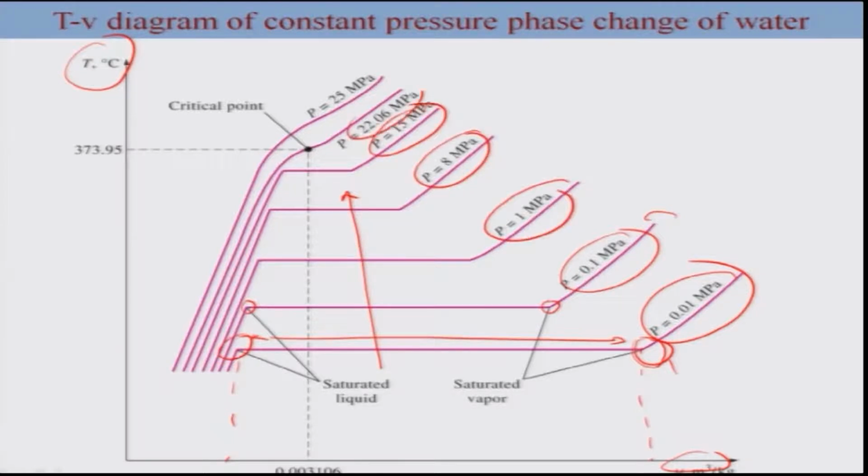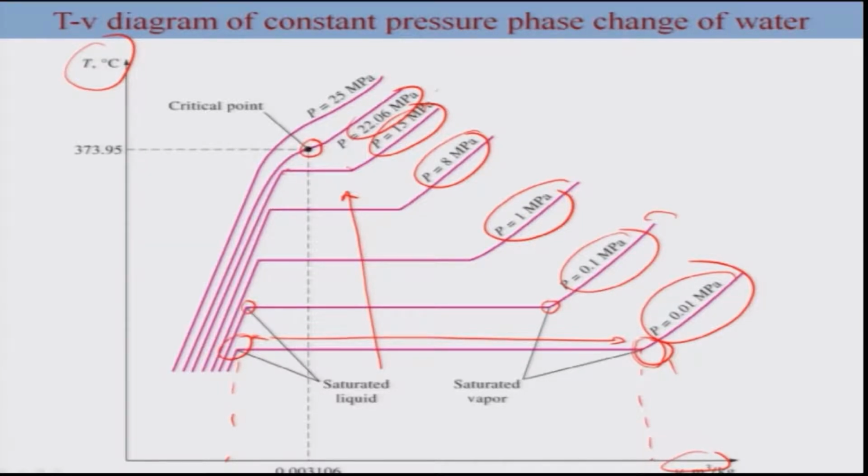And at a certain point, these 2 points coincide. The 2 points are the saturated liquid and saturated vapor. At this particular point, you cannot distinguish saturated vapor and liquid. So this is the point which we call the critical point, where there is no phase separation. The phases cannot be separated. It is all homogeneous. Okay, so this critical point is associated with all the systems, all the substances.